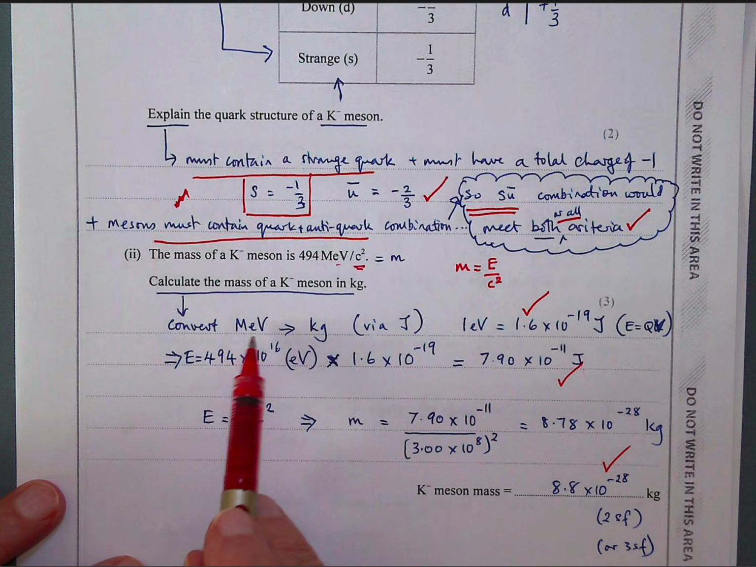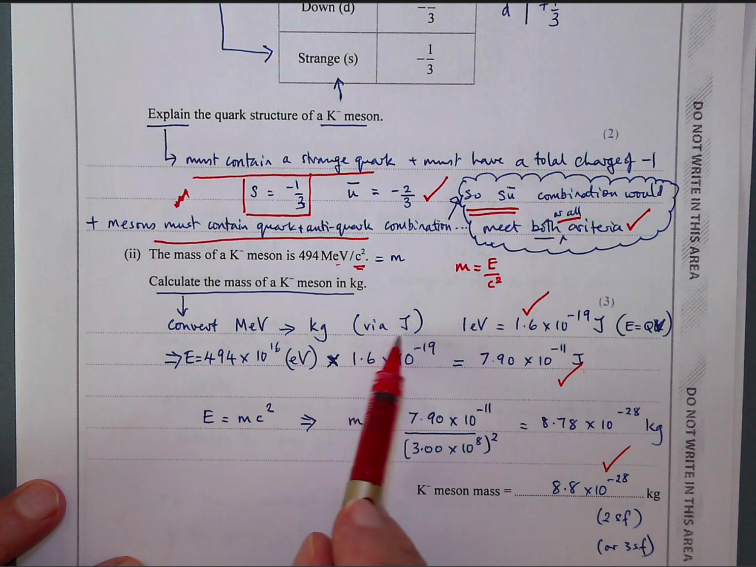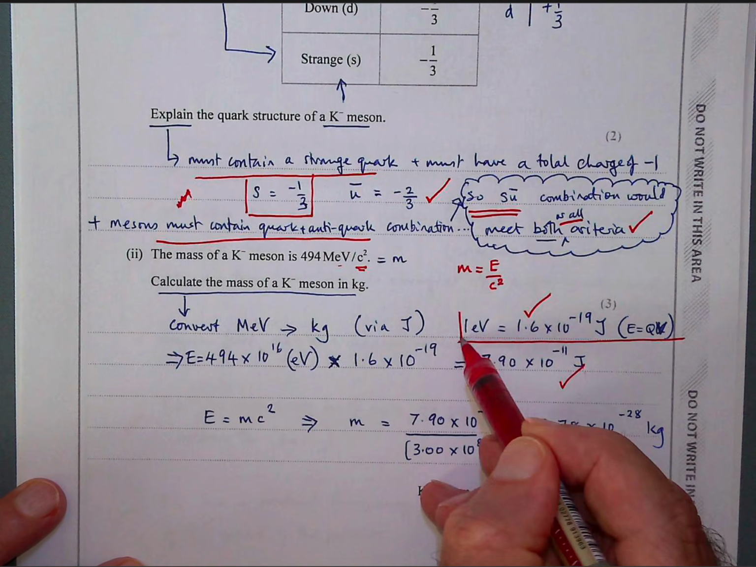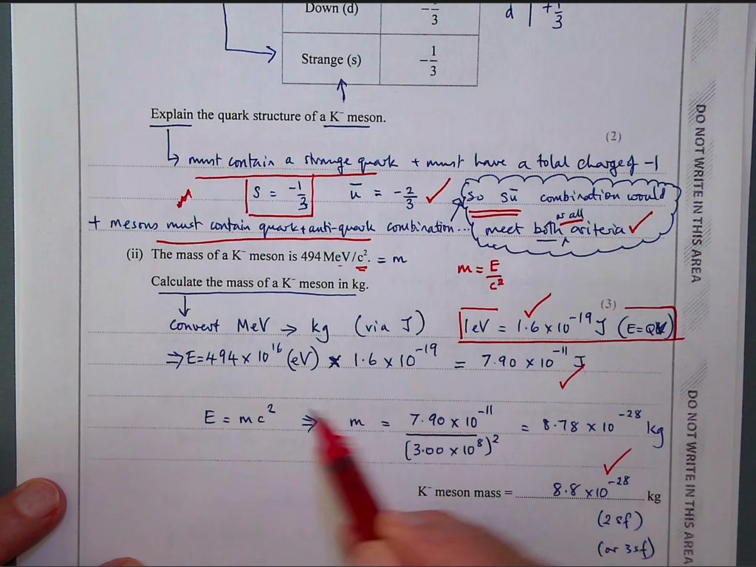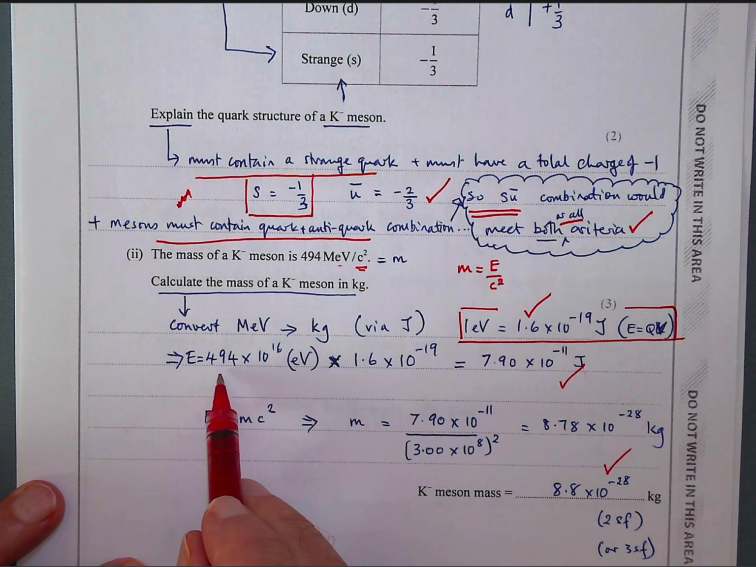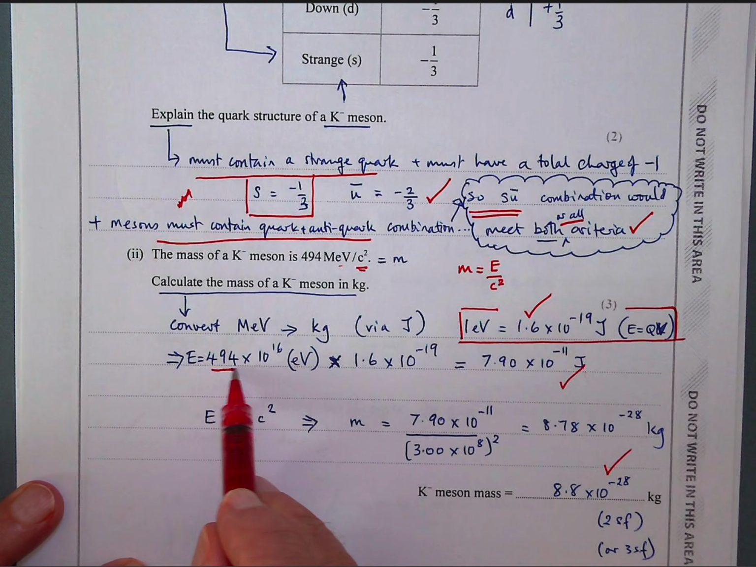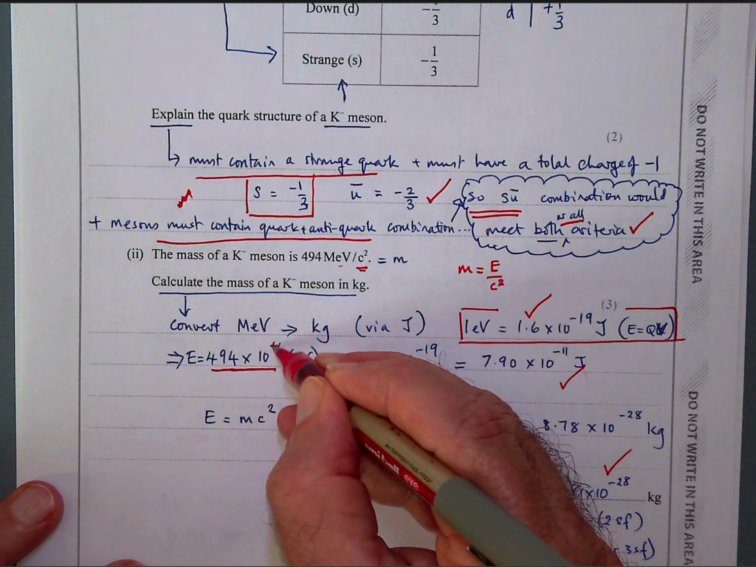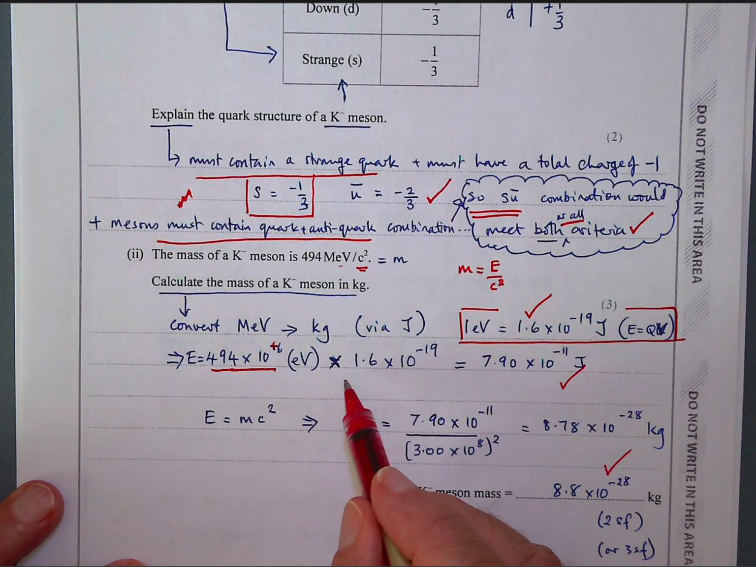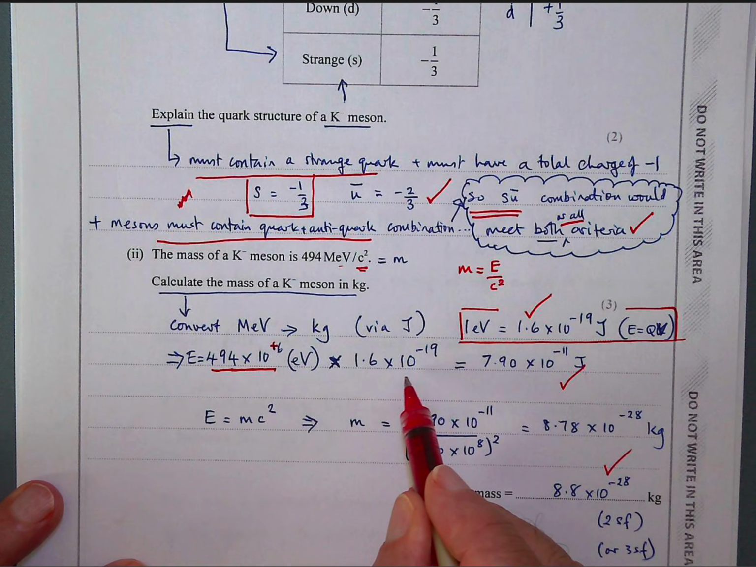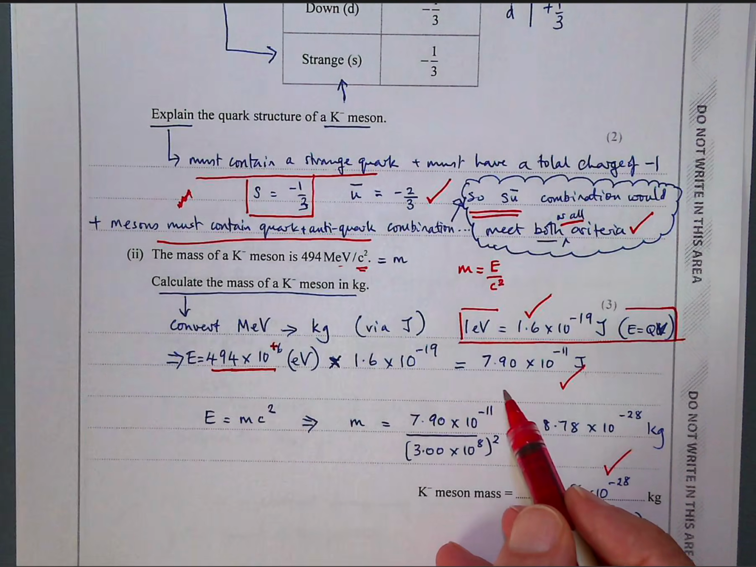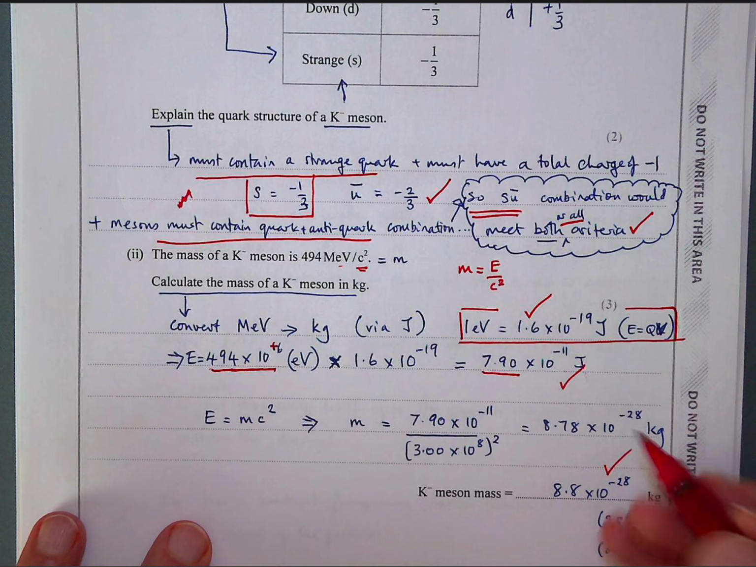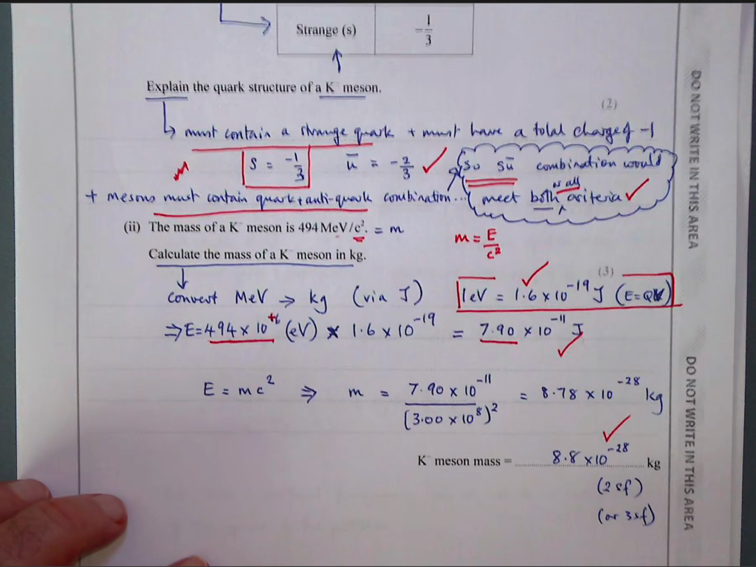So you first got to convert mega electron volts into kilograms, but by going via joules. 1 electron volt is 1.6 times 10 to the minus 19 joules, because it comes from the equation E equals QV, and you need to revise that if you don't know. So whenever you've got mega electron volts, you simply multiply 494 times 10 to the plus 6 by 1.6 times 10 to the minus 19, which gives you an answer of 7.90 times 10 to the minus 11. They're giving you 3 significant figures, so we want 3 significant figures there, and joules. Don't miss out units, even in interim calculations.